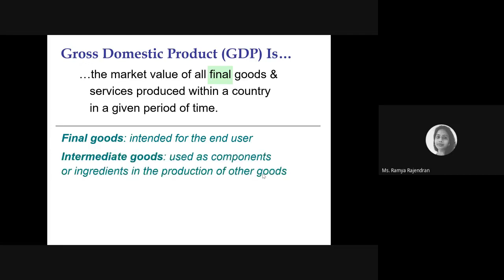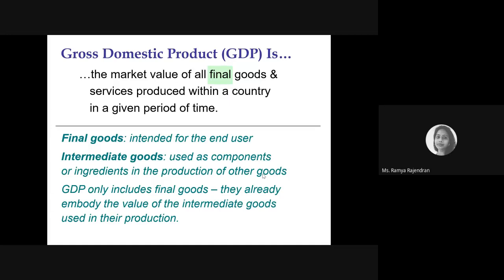Here the goods are intended for the end user, so intermediate goods which are used in the production of other goods are not included, because I'll tell you. For example, you spend 30 rupees in making a thread, and then 50 rupees in making a shirt.